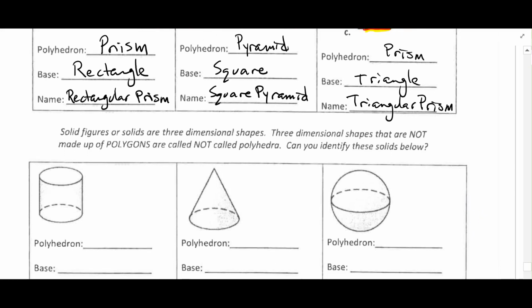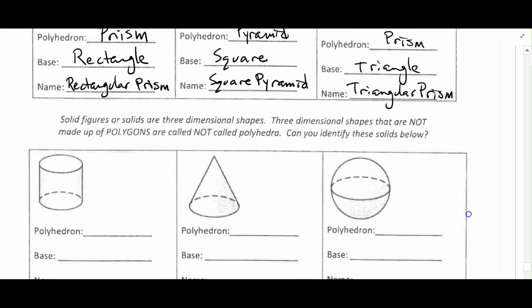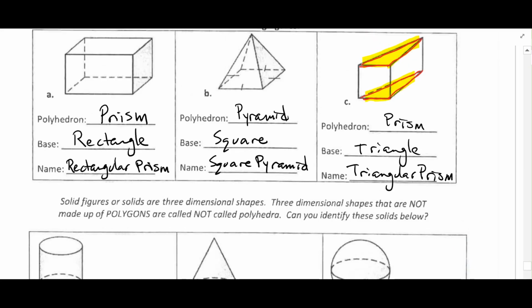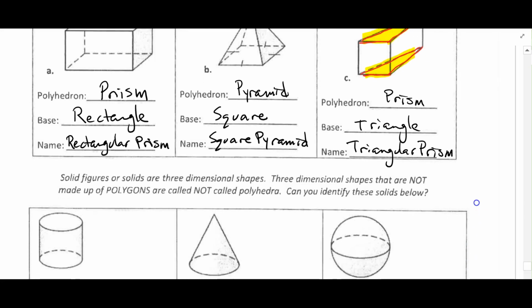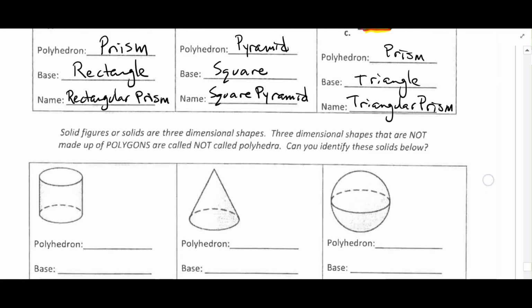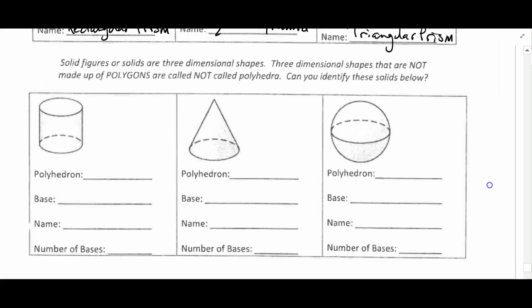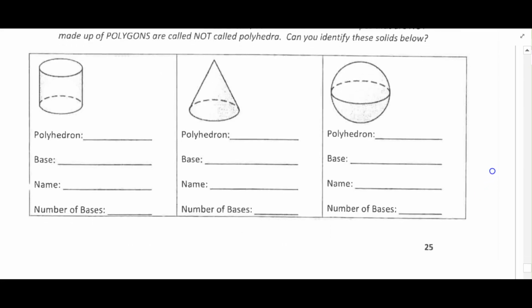All right, so solid figures or solids are three-dimensional shapes, including three-dimensional shapes that are not made up of polygons, like these here. Every one of these three here is not made up of polygons, so they are not called polyhedra. So we have to give these special names. So maybe you recognize some of these.